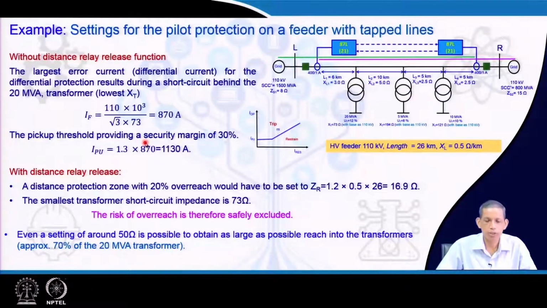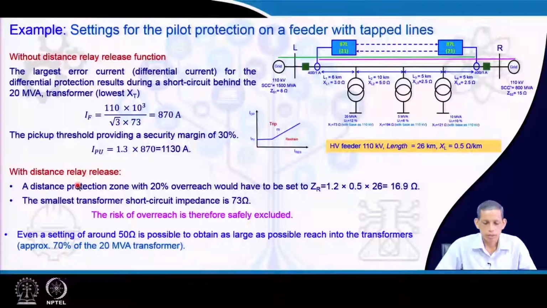Taking a security margin of 30% extra, 1.3 into 870 gives you 1130 ampere. You can take any other margin depending upon the choice. So, this is the pickup setting, the threshold in the percentage bias differential for the feeder protection 87L. This pickup setting should accordingly be 1130 ampere. This is much higher than the total load of the system, and that is what the pickup current should satisfy.